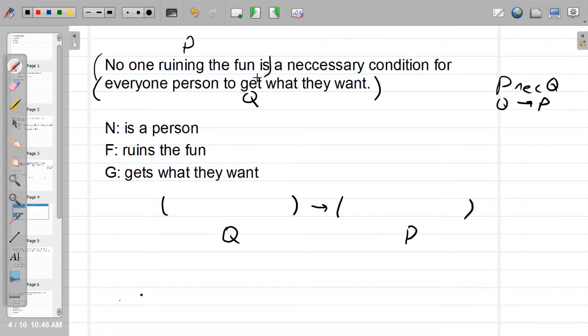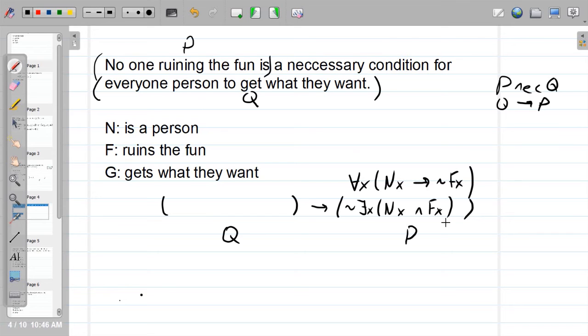Different people will, this will strike your ear differently depending on your natural inclinations as either a universal generalization or an existential generalization. My inclination is to read this as an existential generalization. So no one ruining the fun is: there doesn't exist anybody, there's no object such that it's a person and that person ruins the fun. Does that make sense? We could have also said for all x, if they're a person, then they don't ruin the fun.